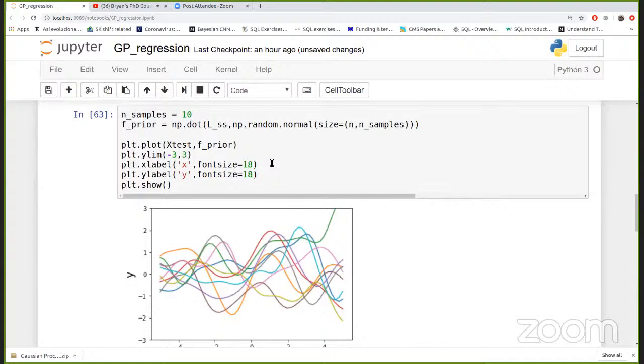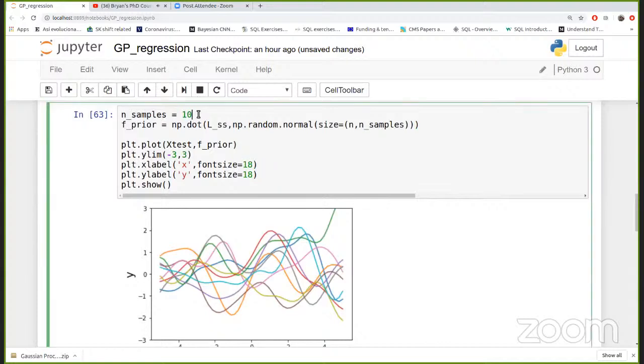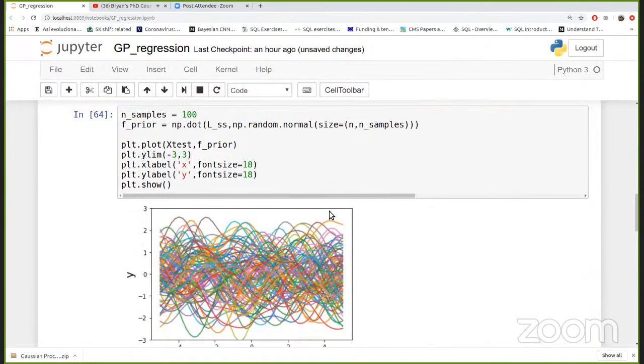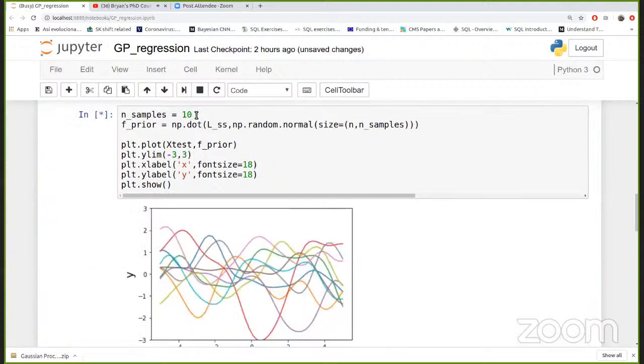And then I can plot as many functions as I want. I can plot 100 functions. You see, there is absolutely no structure here because I haven't observed any data yet. This is just a prior over functions, and they can be whatever. The only thing you may extract from this is that these prior functions have 0 mean, which is my assumption.